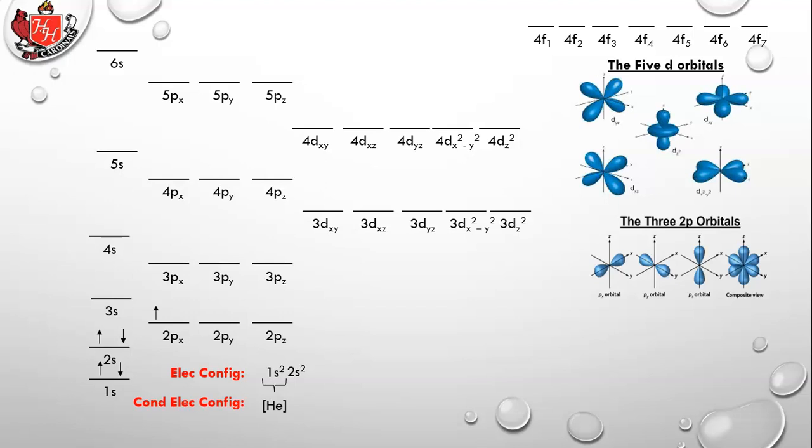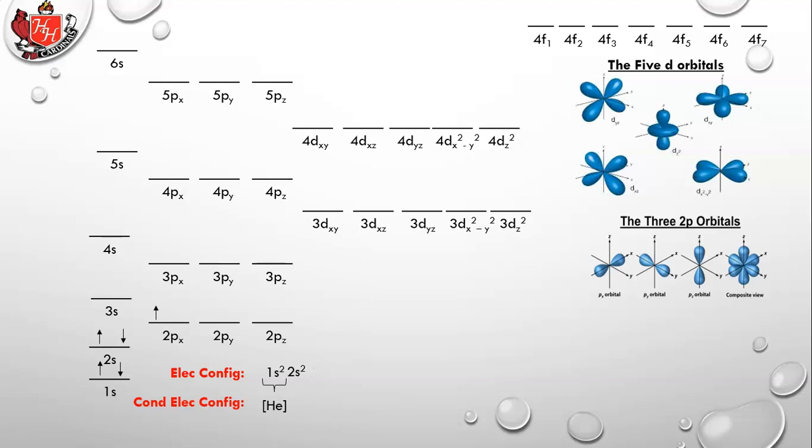The first electron goes in the 2px orbital. So that's 2p1. We don't call it 2px1. We don't make the distinction in electron configuration between x, y, and z. It's just the 2p orbital. It's saying there's one electron in the 2p orbital.